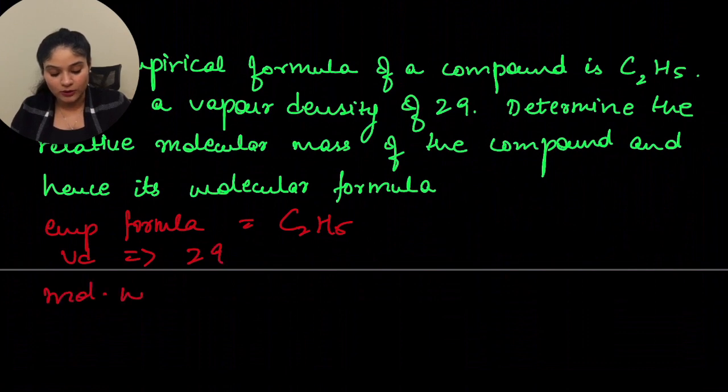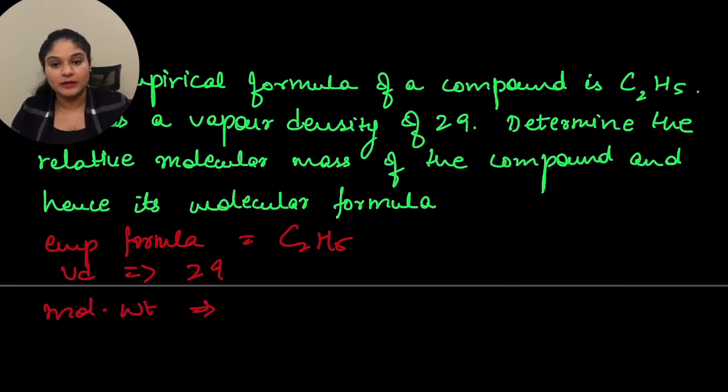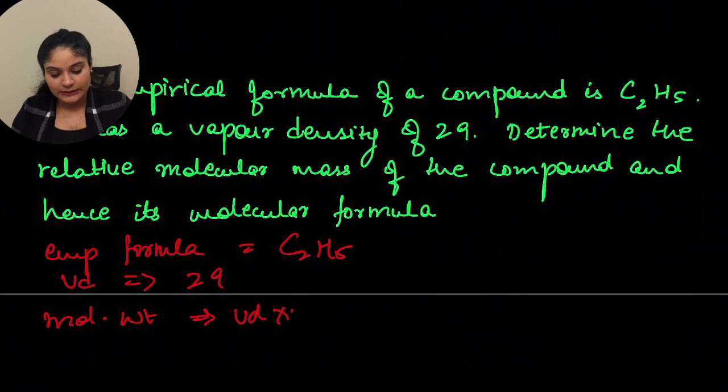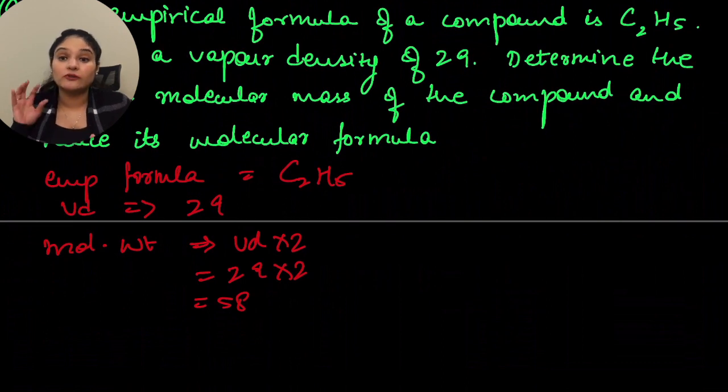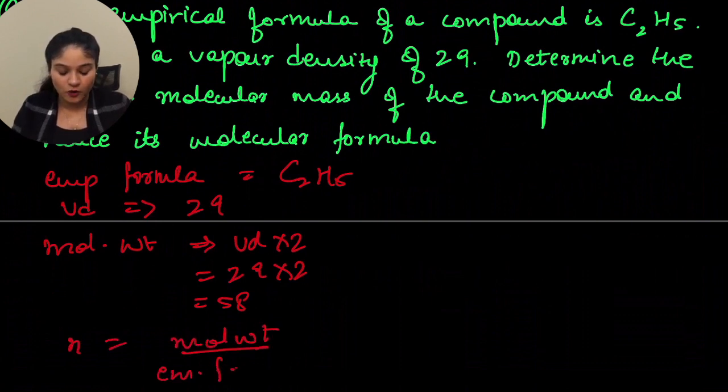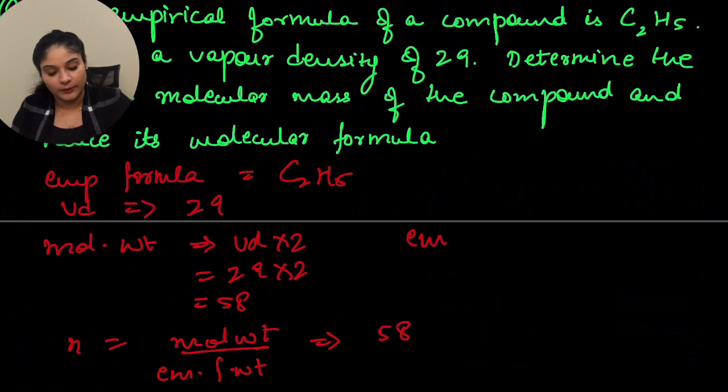So molecular weight of this empirical formula would be vapor density times 2. So 29 times 2 is 58. So that's your molecular weight. Now what are we looking for after the molecular weight? You look for N. So N is molecular weight divided by empirical formula weight. So molecular weight is my 58, but I did not calculate the empirical formula weight. So empirical formula weight will be C2H5.